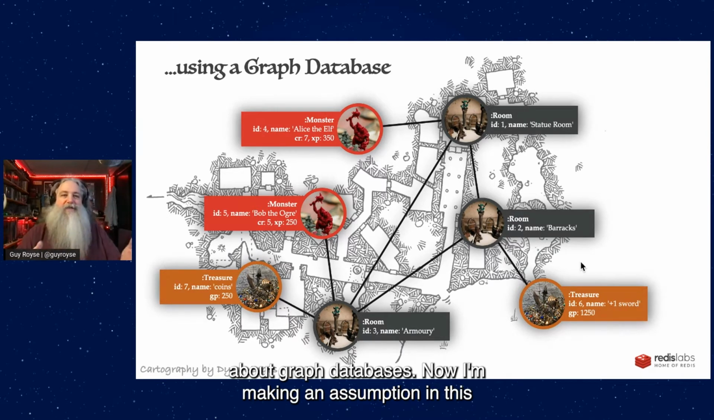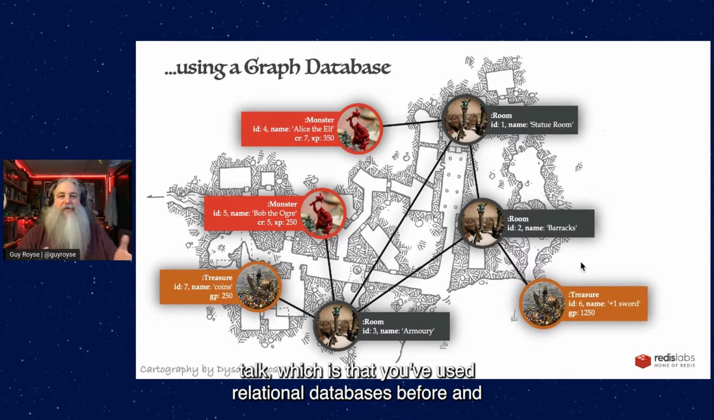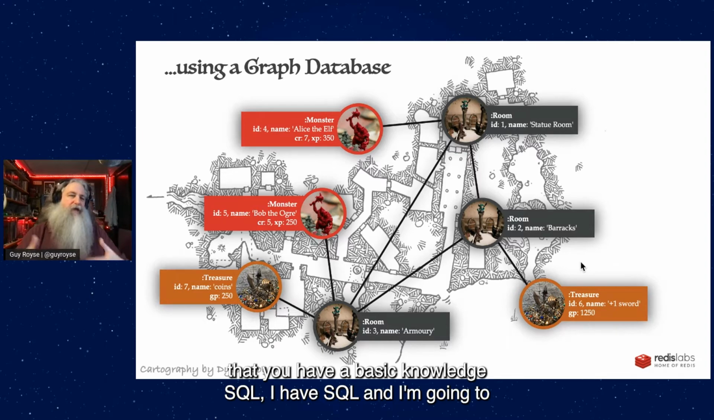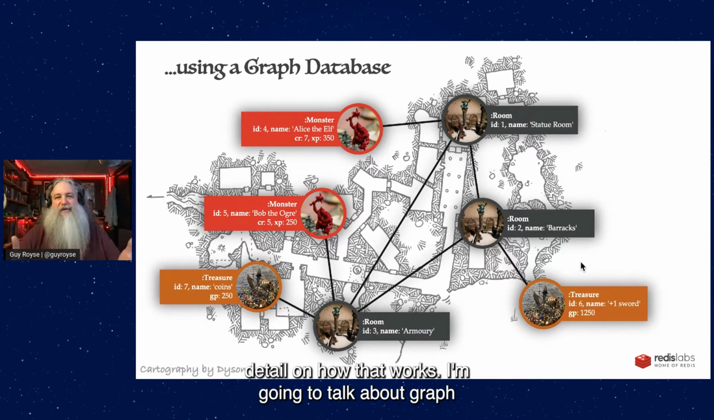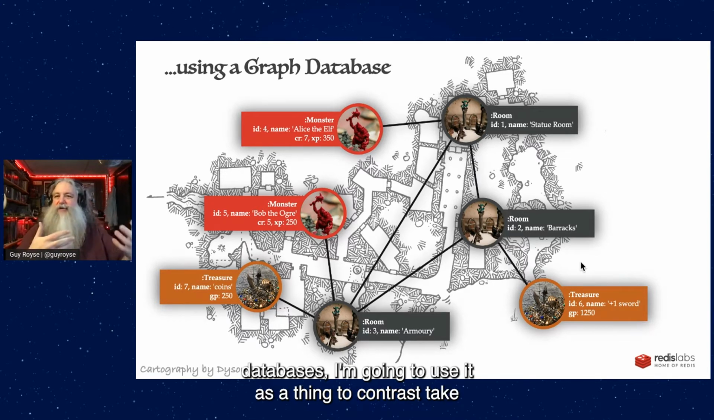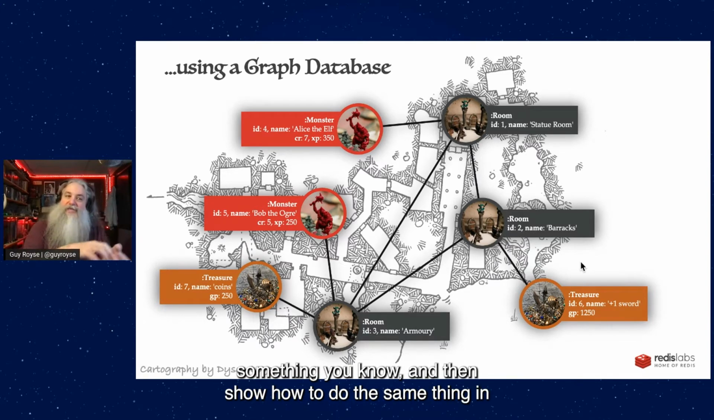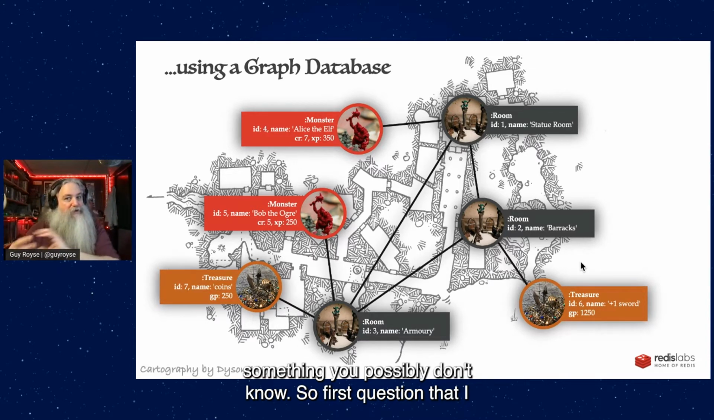Now, I'm making an assumption in this talk, which is that you've used relational databases before and that you have a basic knowledge of SQL. I have SQL in it, and I'm going to talk about it a little bit, but I'm not going to go into detail on how it works. I'm going to talk about graph databases and use SQL as a thing to contrast: take something you know and then show how to do the same thing in something you possibly don't know.